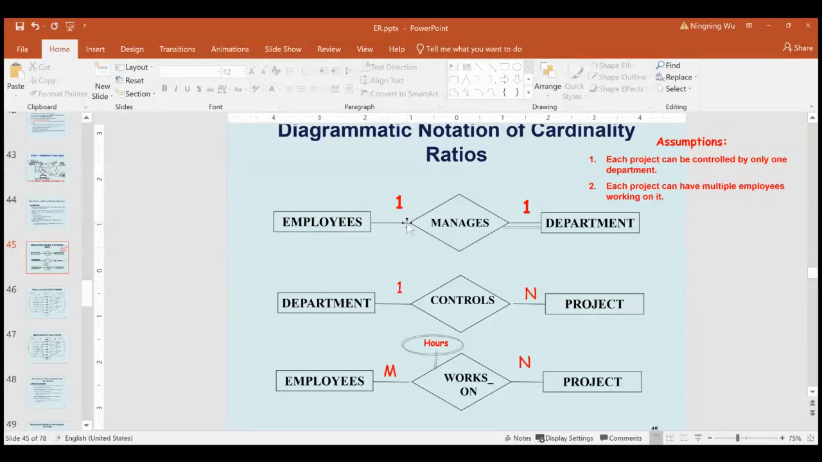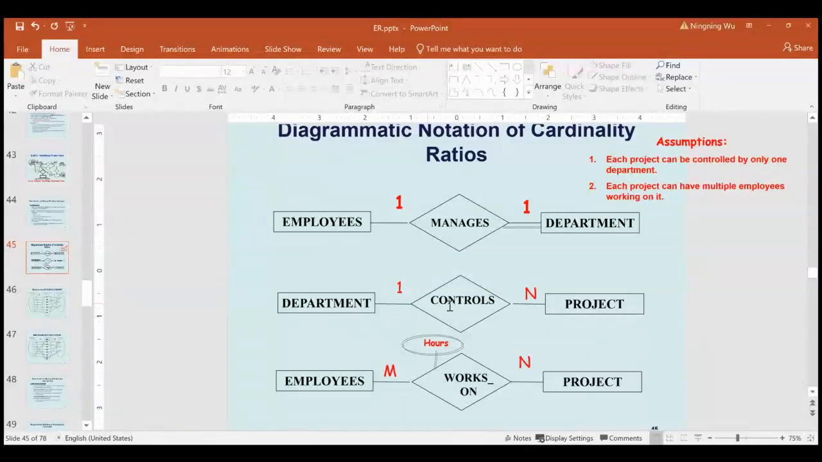So we just keep the single line connecting the employee with manager. For the department, its total participation means that every department must participate in these managers. So that's total participation, a constraint represented by double lines. Okay, so let's move on to the controls.